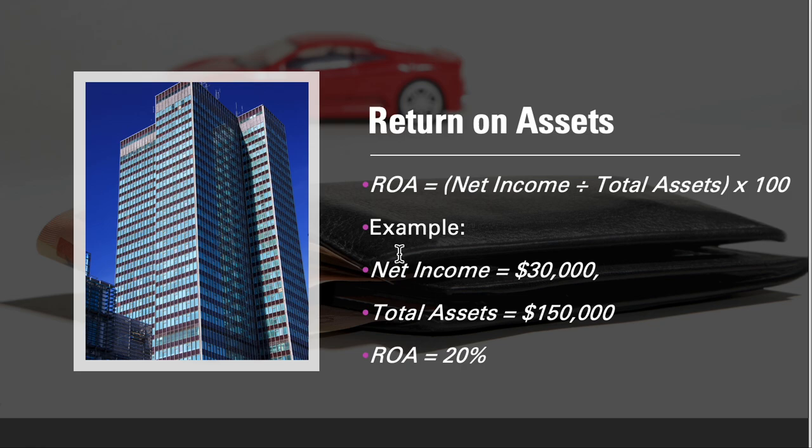Next, we have return on assets. This ratio measures how efficiently a company uses its assets to generate profit. It's calculated as net income divided by total assets. Suppose a company has a net income of $30,000 and total assets worth $1,50,000. Then the return on assets would be 30,000 upon 1,50,000. That is 20%. This means that the company earns 20% profit on its assets.